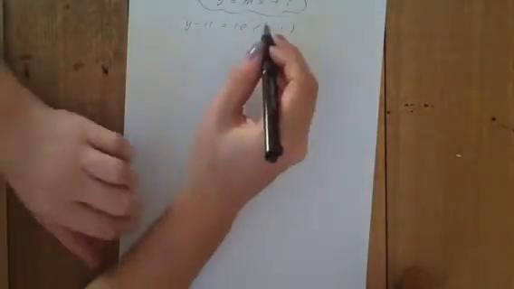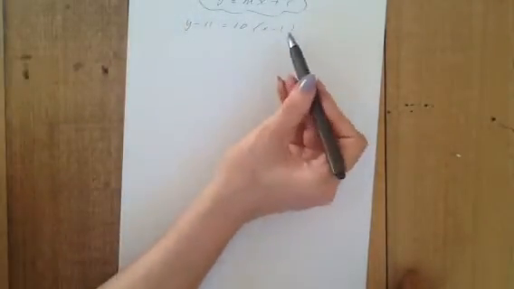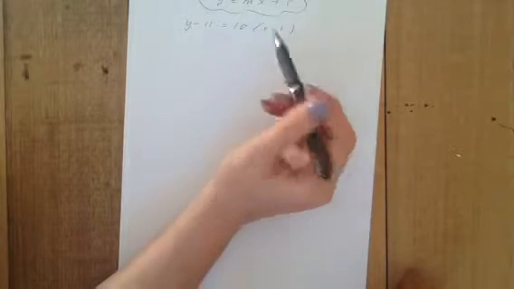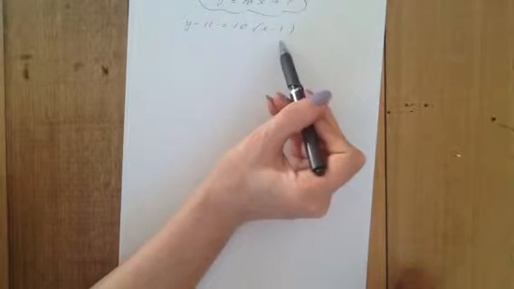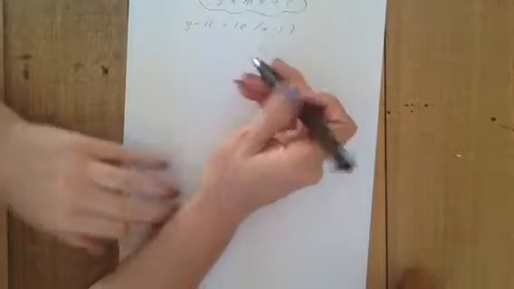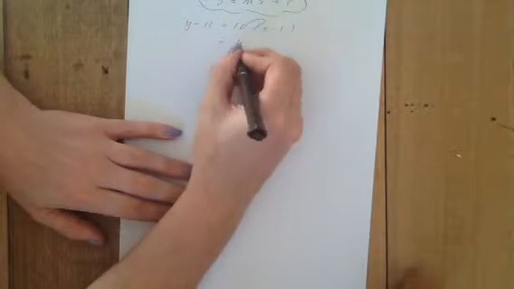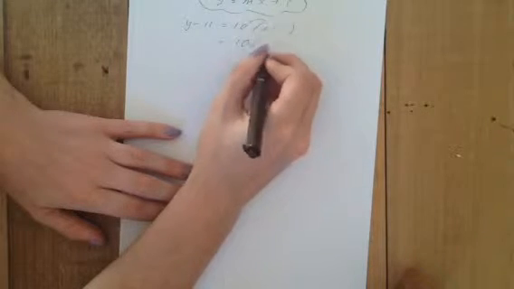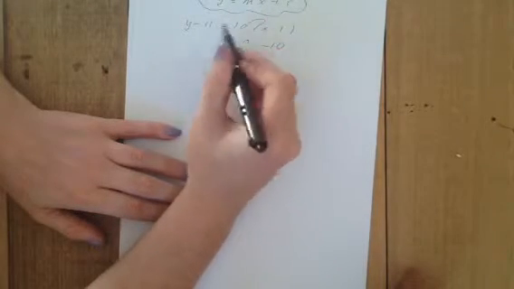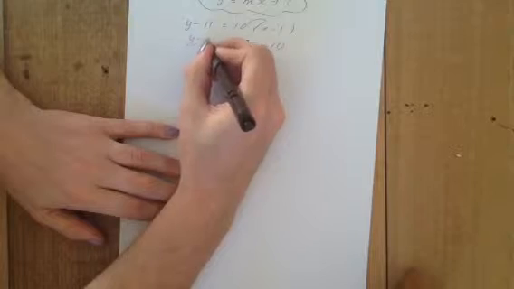So I'm going to expand. I'm just trying to neaten things up a little bit. There's a few different ways you can do this. You could take the minus 11 over first. I'm going to expand the brackets, then I'll take the minus 11 over. So 10 times x is 10x. 10 times negative 1 is negative 10. And now I've got y minus 11.